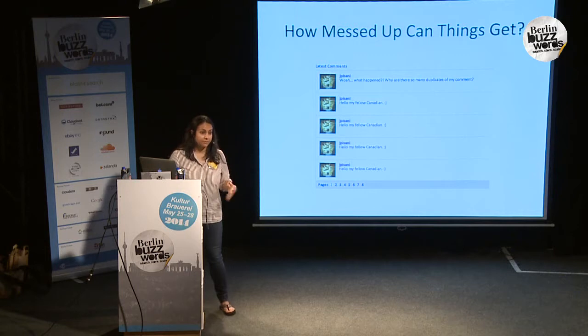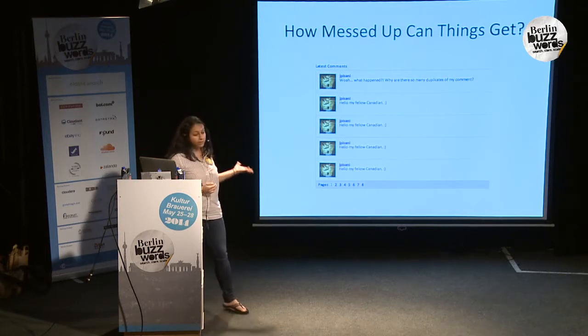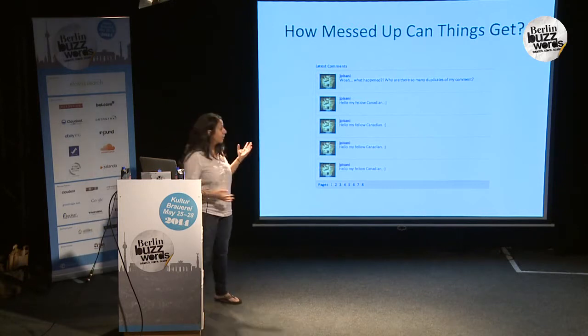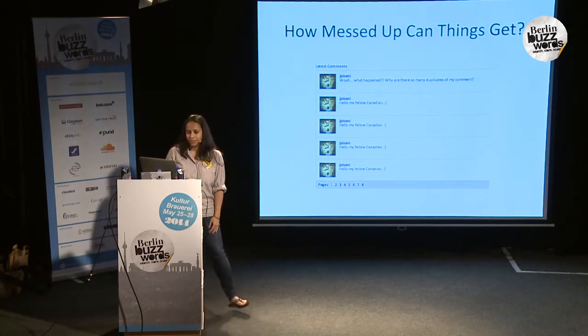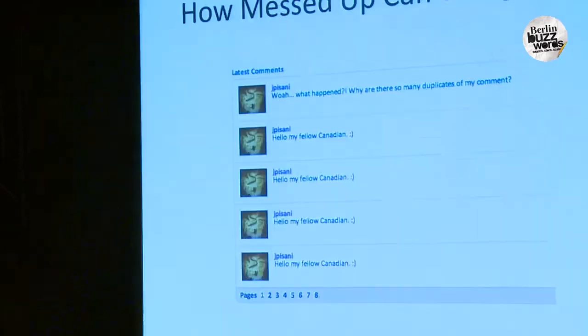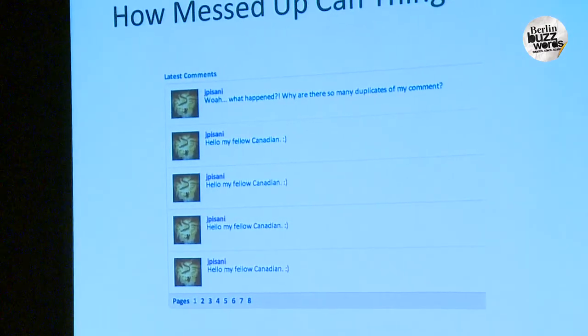So, consistency. The way that I like to think about it is, when you're building your application, how bad can things get? That is your answer to what kind of consistency you're willing to deal with. Here's a very classic example. This is comments on an unnamed social network. What has happened here is this guy posted a comment and it somehow appeared 4 times. It turned into many comments.